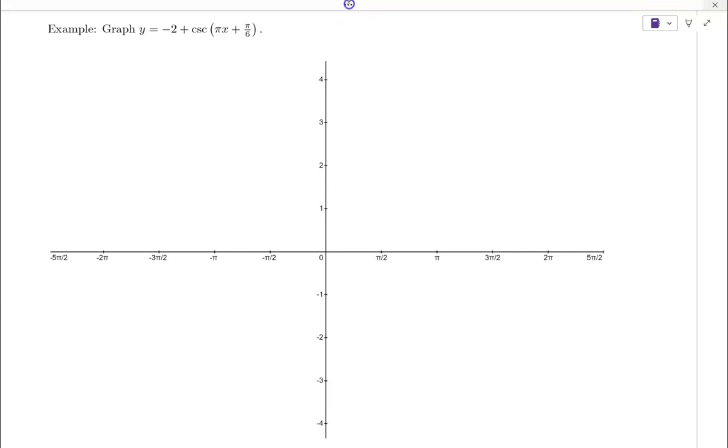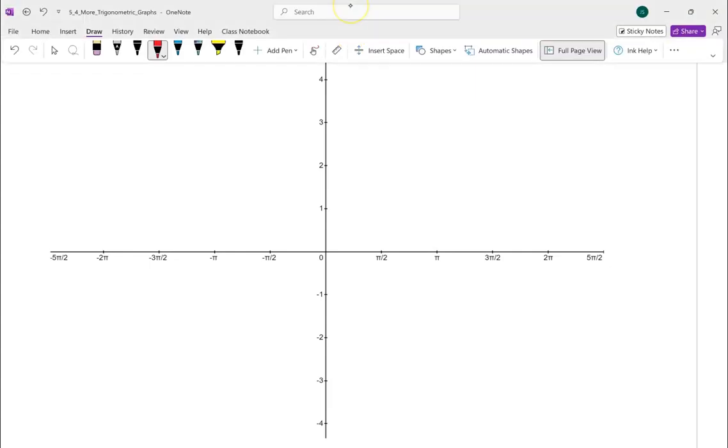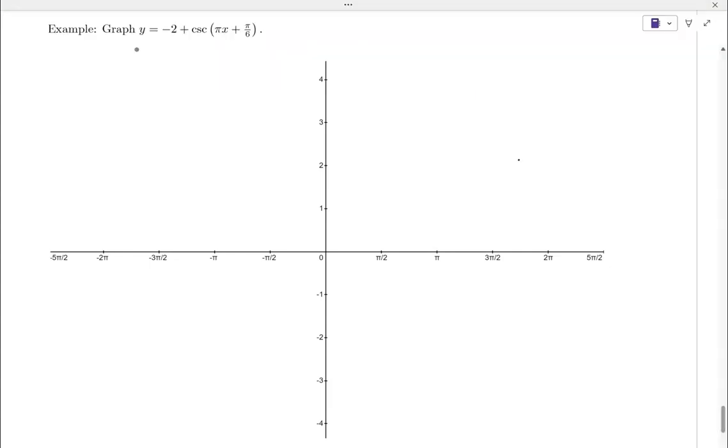That's exactly right. The period of cosecant starts out at 2 pi. We divide by the coefficient on the x, which is pi, so we get 2. Does that make sense?